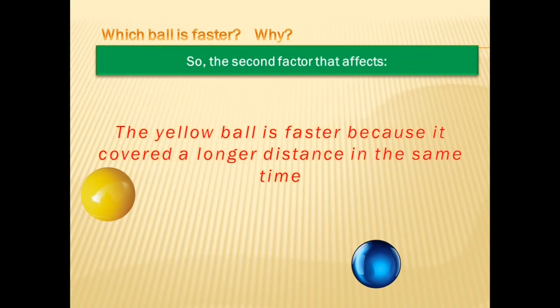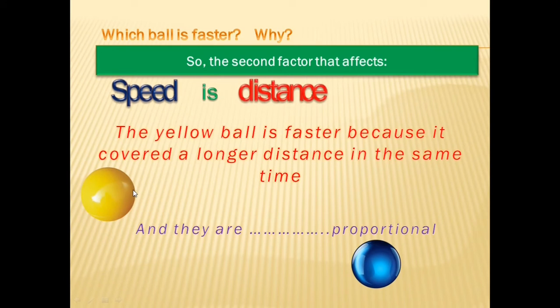So the second factor that affects speed is distance. And from this example, we see that as the distance increases, the speed increases. So they are directly proportional. They increase together and decrease together. When the distance increases, the speed increases. Or we can say, as the object covers a longer distance, the speed increases.